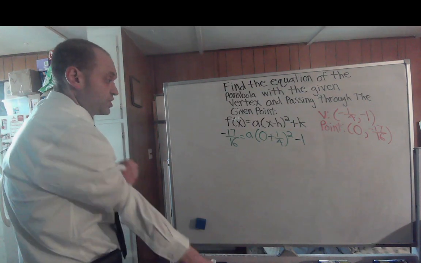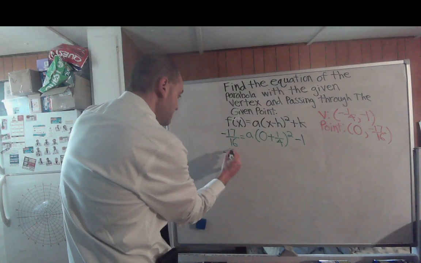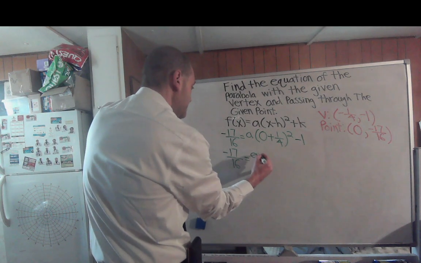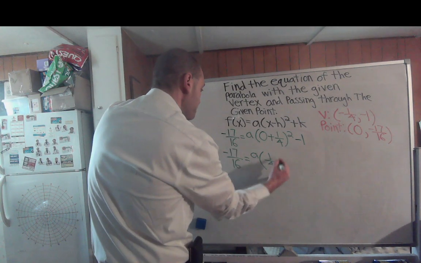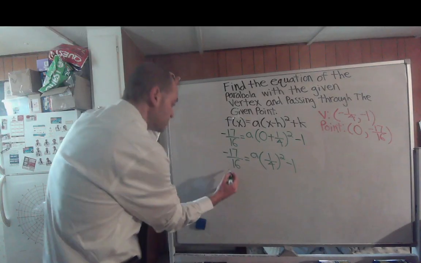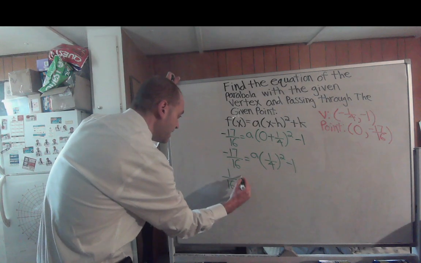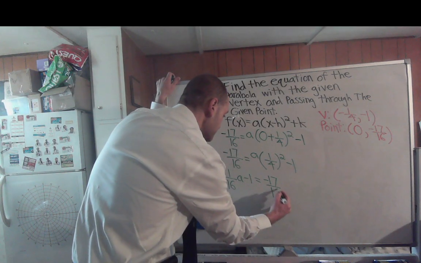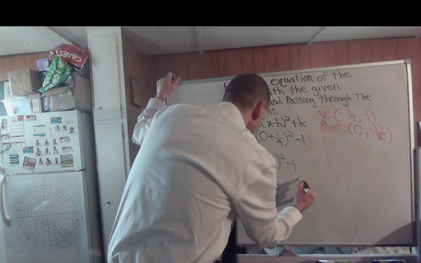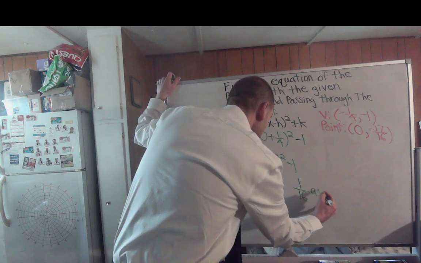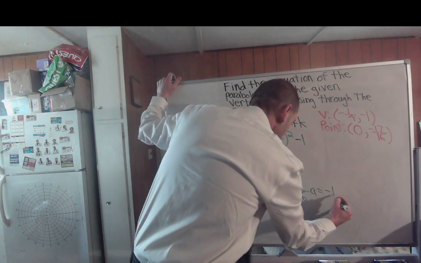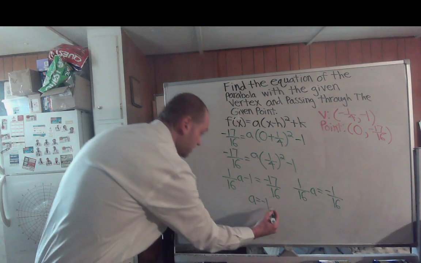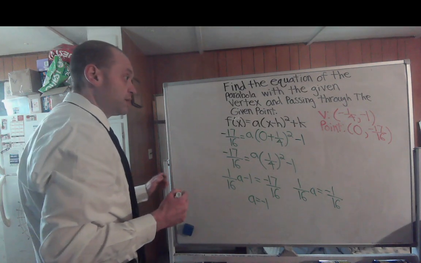So now what you're actually going to end up with here is you'll get -17/16 equals a times 1/4 squared minus 1. So this should end up giving you 1/16 a minus 1 would equal -17/16. which should end up giving you that 1/16 a equals negative 1/16, which should just give you that a equals negative 1. So all that work for a to equal negative 1.